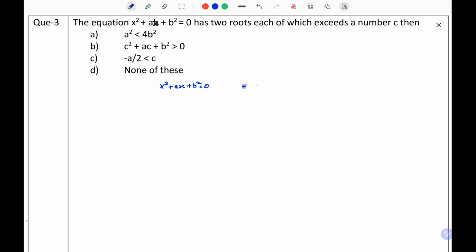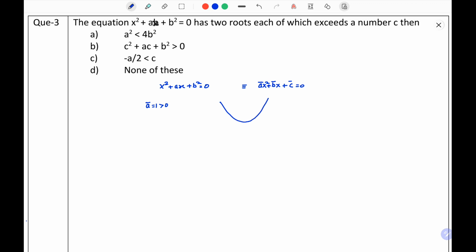On comparing with the standard quadratic equation, which is ax square plus bx plus c equal to 0, because the same coefficients are used in the given expression, therefore we will use a bar, b bar, and c bar in the standard quadratic equation. Here, the coefficient of x square is 1, which is greater than 0. So, the graph is a parabola opening upward.